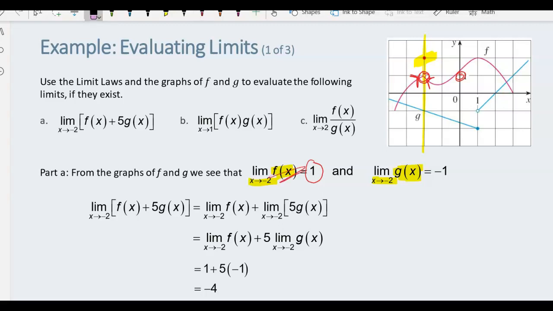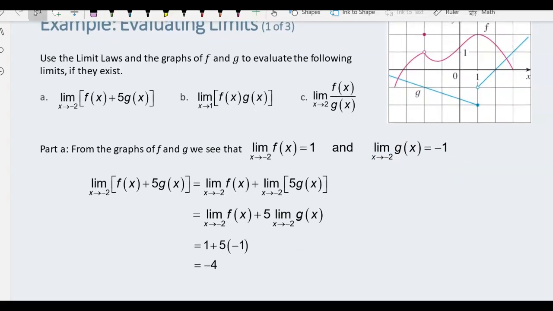Let's look at the function g next. When we look at g, that's the blue function, also at x equals -2. Right here, the function value is -1. We're approaching from both the left and the right, and they're closing in on the same value. So now putting these two ideas together, I want to know what the limit is if I add f and 5 times g.